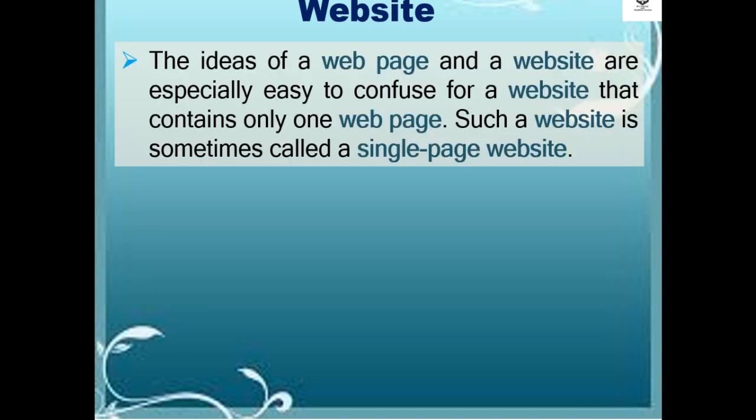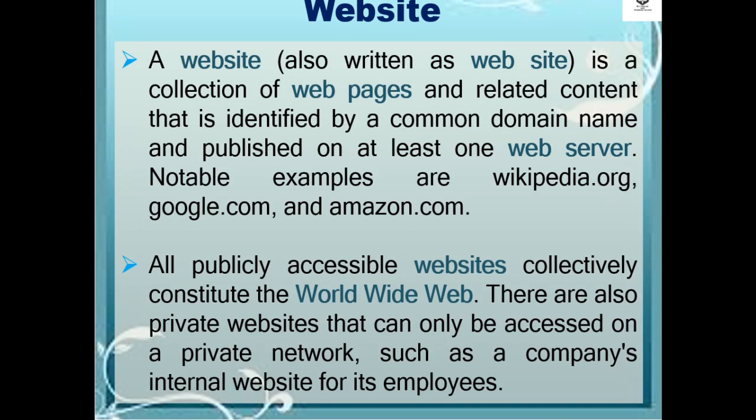The ideas of a web page and a website are especially easy to confuse for a website that contains only one web page. Such a website is sometimes called a single-page website. A website is a collection of web pages and related content that is identified by a common domain name and published on at least one web server. Notable examples are Wikipedia.org, Google.com, and Amazon.com. All publicly accessible websites collectively constitute the World Wide Web.